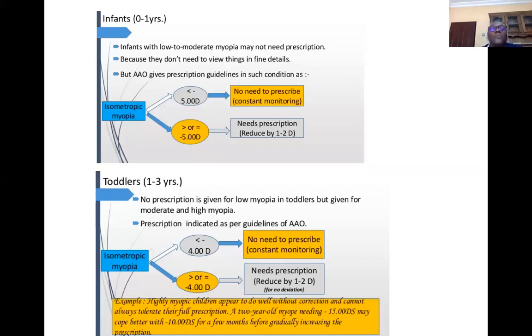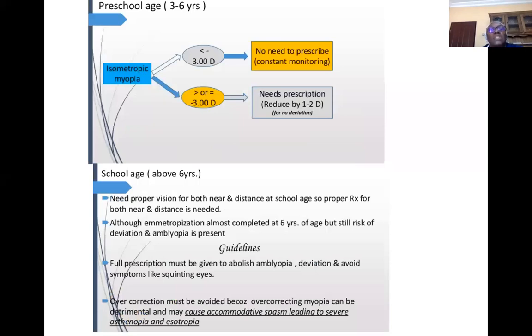Then for preschool age, 3 to 6 years, if it is less than 3, no need to prescribe. You constantly monitor, and if it's increasing, then you can prescribe. And if it is more than 3, you prescribe, and you reduce by 1 to 2 diopters if there's no deviation.